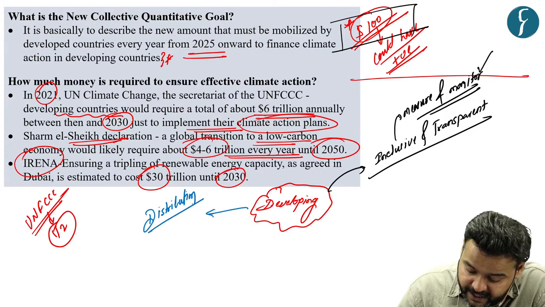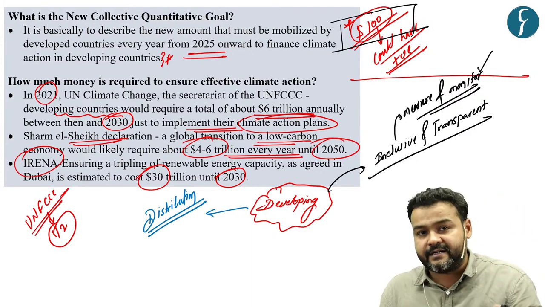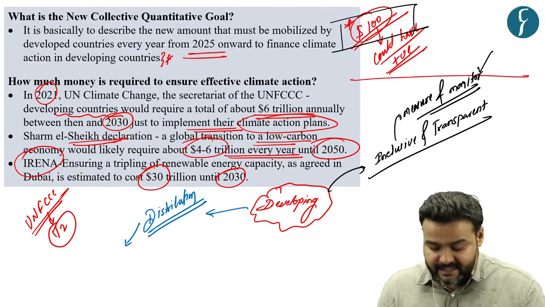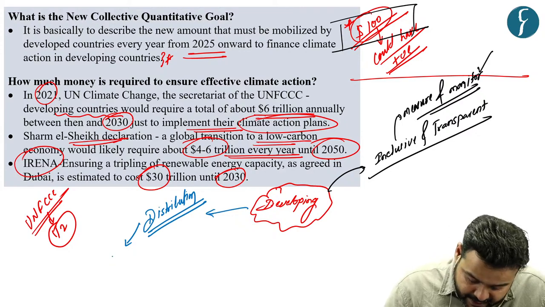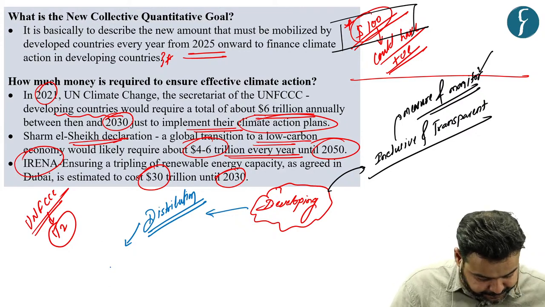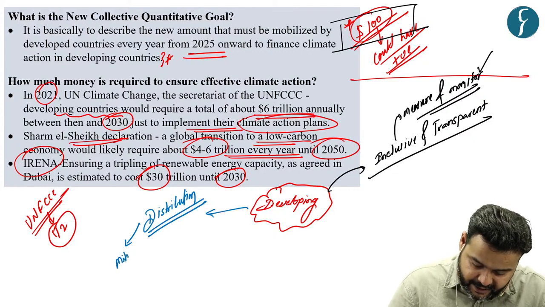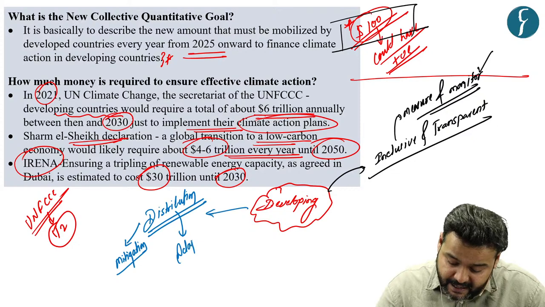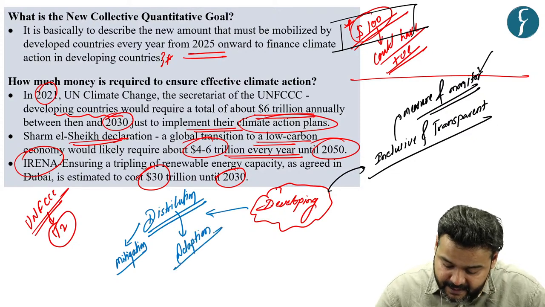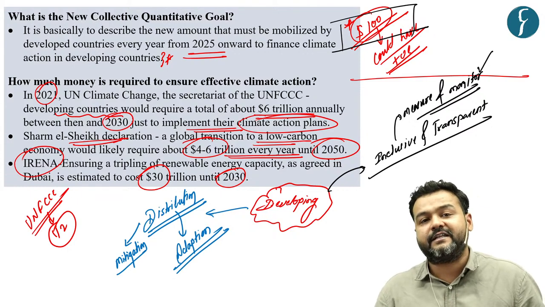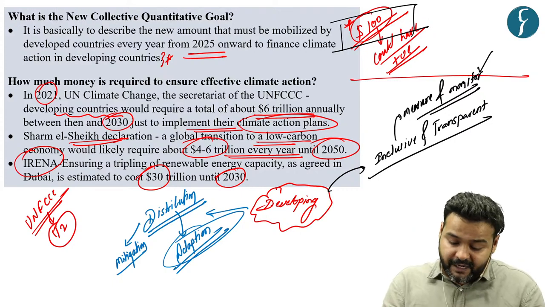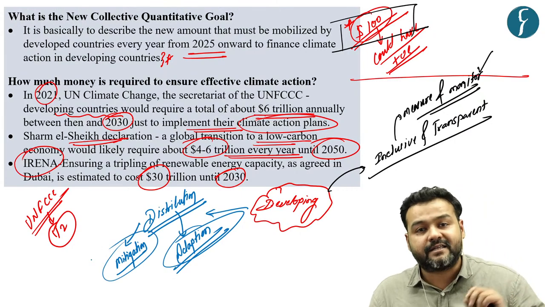How this money would be distributed among different heads, because most of the funding that is being provided under climate financing is skewed towards the mitigation efforts, while developing countries want funds in adaptation and other heads. They want to prepare themselves for eventuality. They are asking for a capability approach, but funds are given for the mitigation approach.